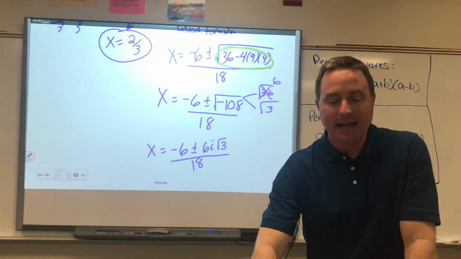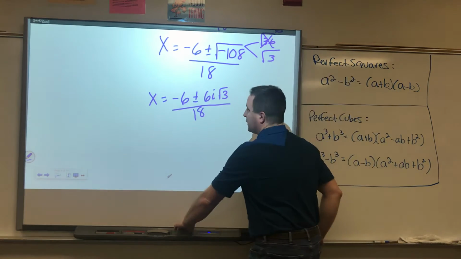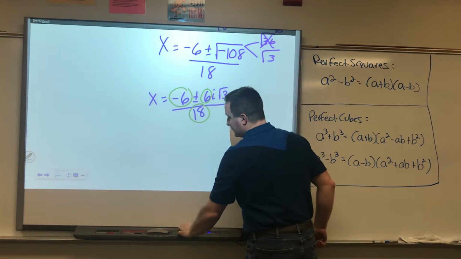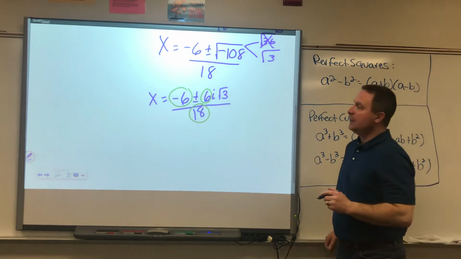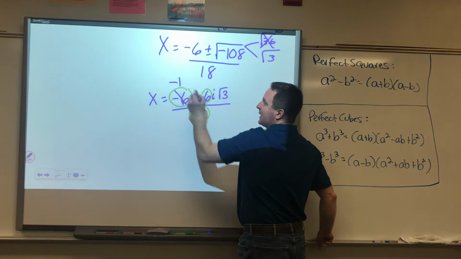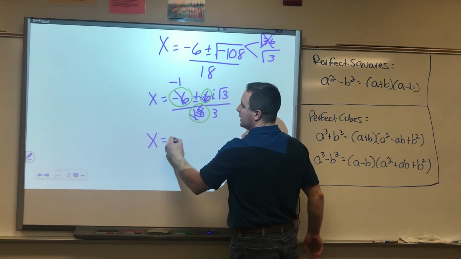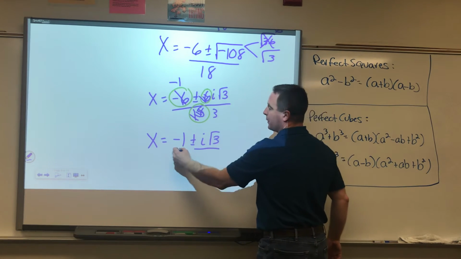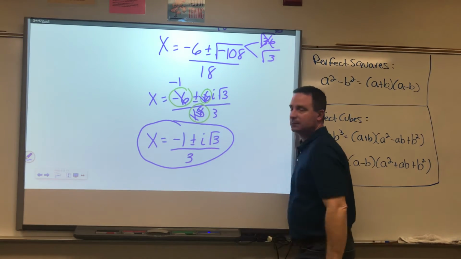And last but not least, I think I can simplify that one more time, because I think there's something that goes into all three of the big numbers there. And what goes into all three of those big numbers? A 6 does. If I divide out a 6, I get a negative 1. That goes away, and that turns into a 3. So I get negative 1 plus or minus I square root of 3 all over 3.